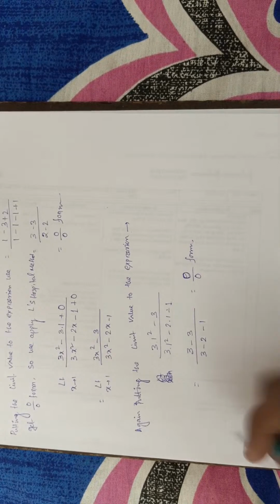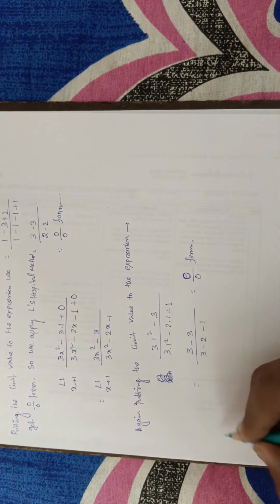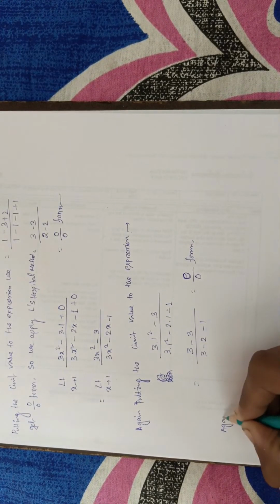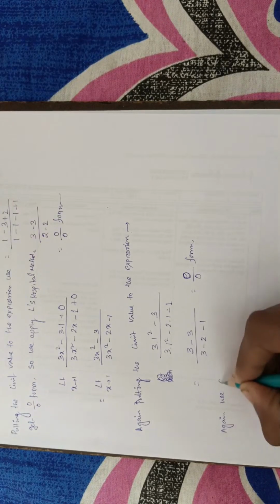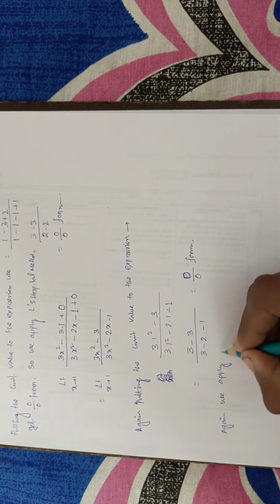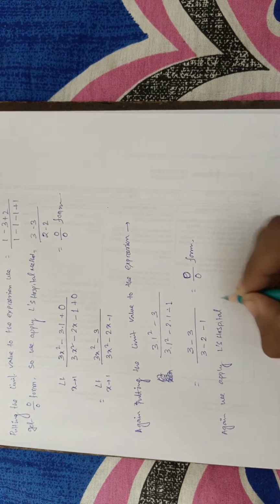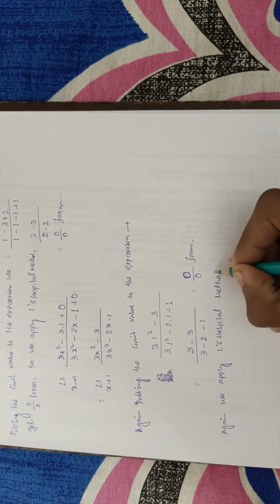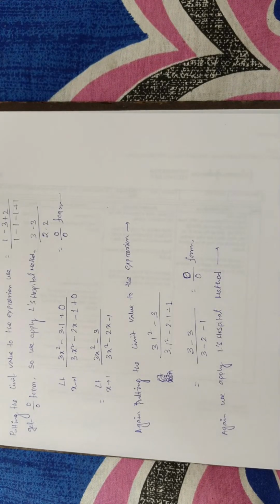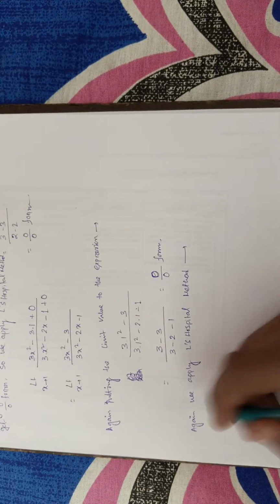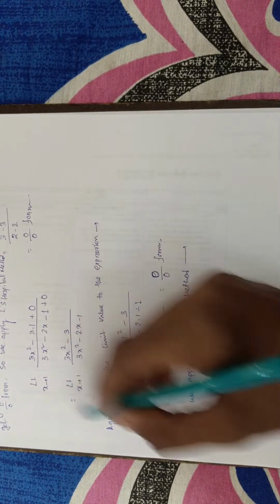Again we get 0 by 0 form, so again we apply L'Hospital's method. Again we apply L'Hospital's method for that. Again we apply L'Hospital's method, so again we take the first-time derivative of this expression.